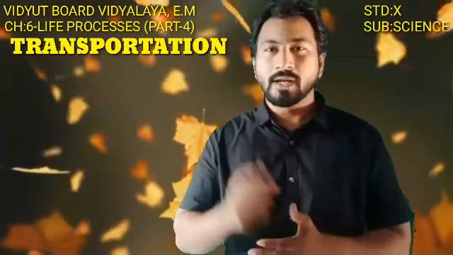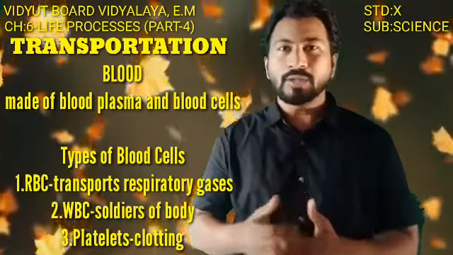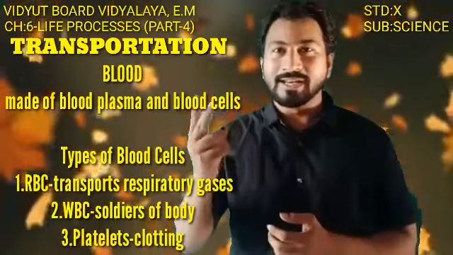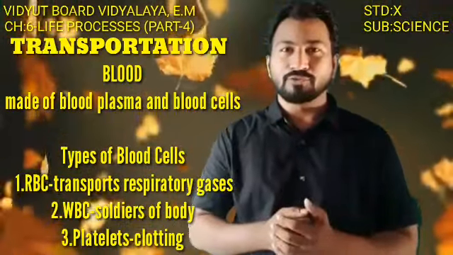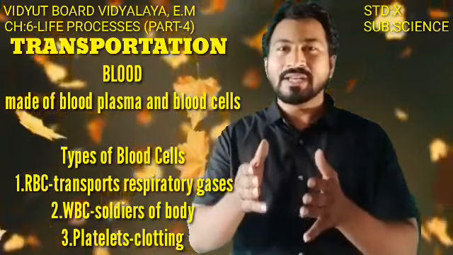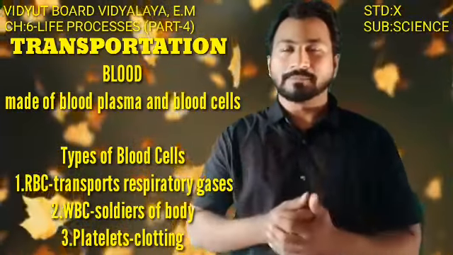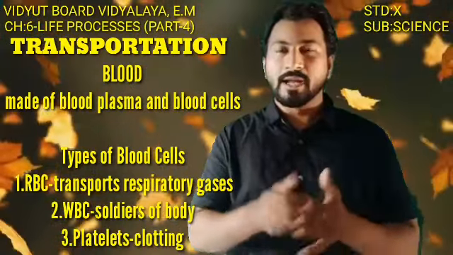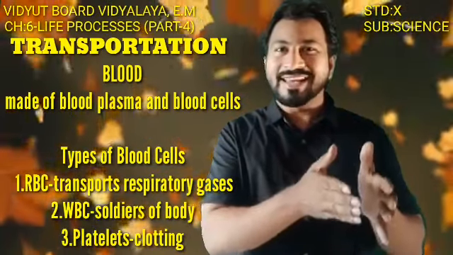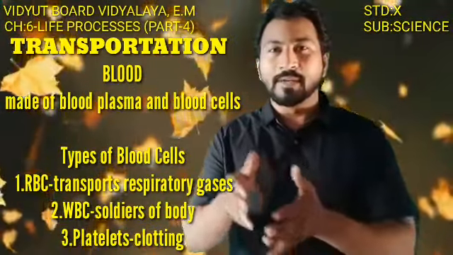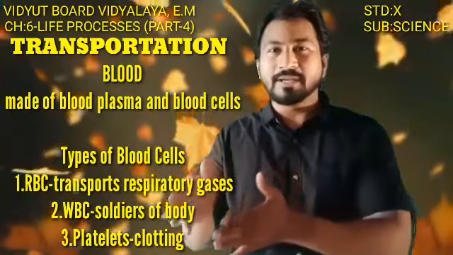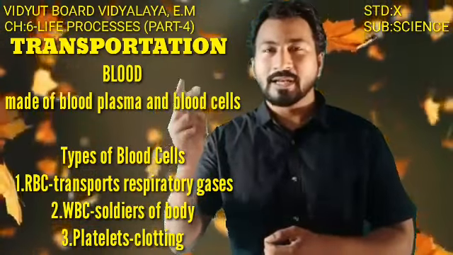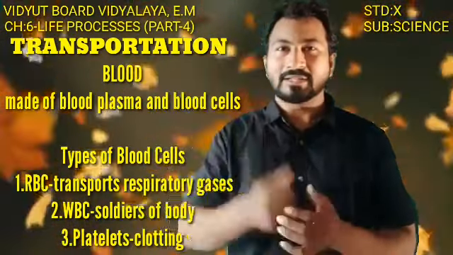Let us focus on the first one, blood. What is blood? Blood is a red colored living liquid connective tissue. So these are the three major characteristics of the blood. Now blood basically consists of two major things: blood plasma, having a large amount of water, and blood cells. These blood cells include three basic types: red blood cells, white blood cells and the platelets.